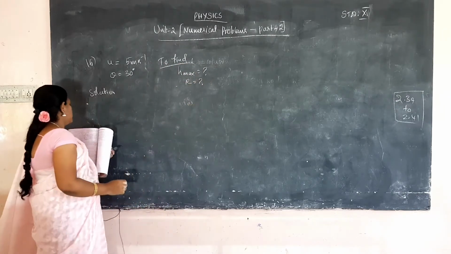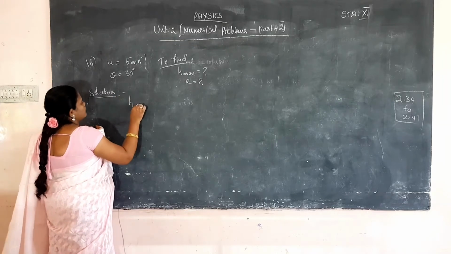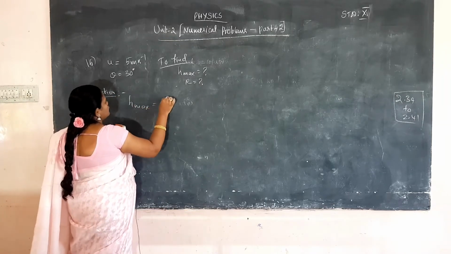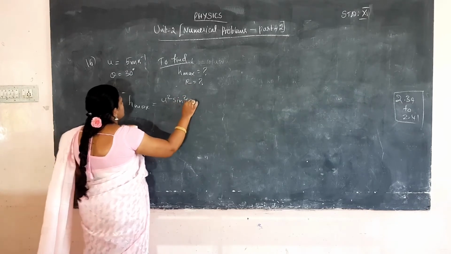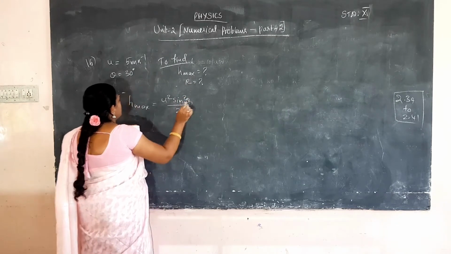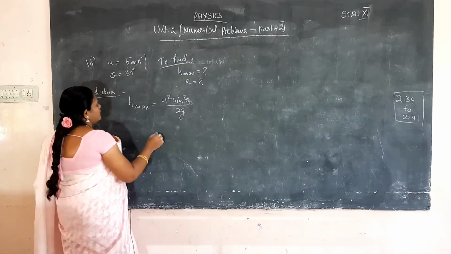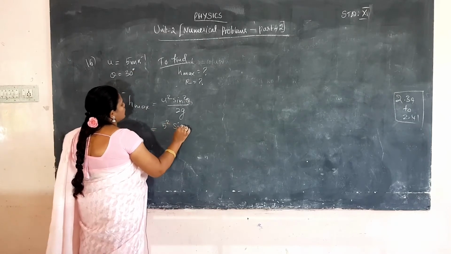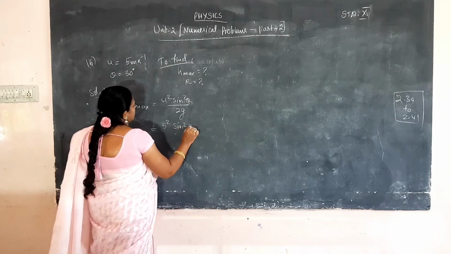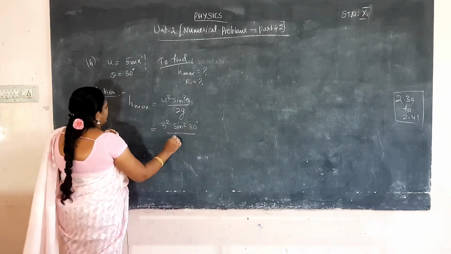First, the maximum height h maximum is equal to u square sin square theta by 2g. So substitute the values. u is 5. So 5 square sin square 30 degree by 2 into 9.8.